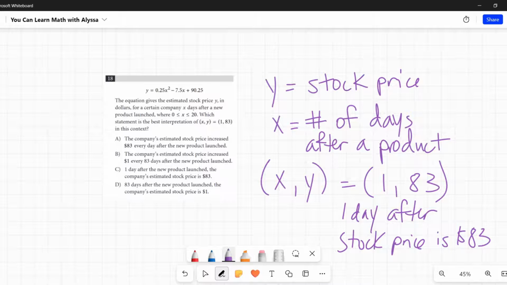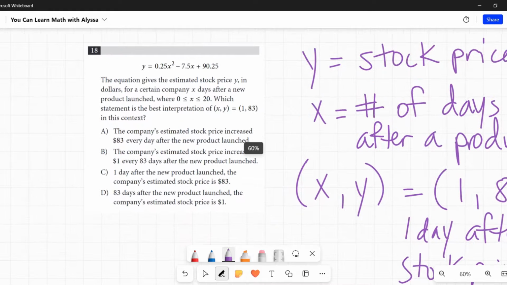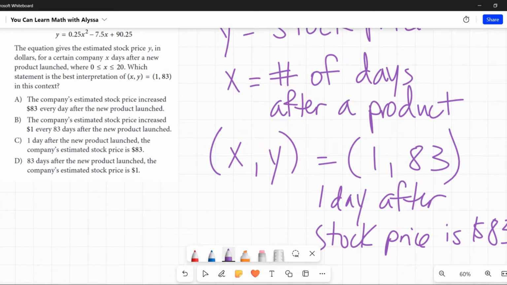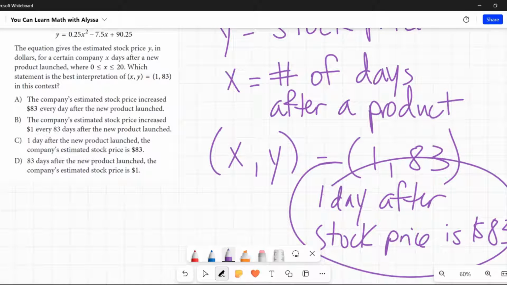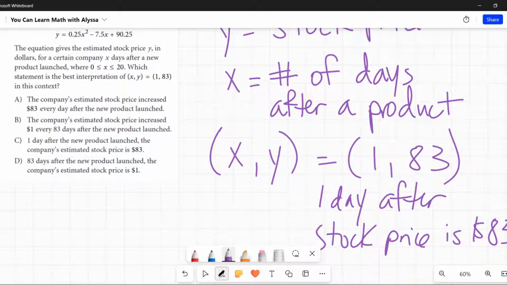Now let's read their 4 options and see which option best matches that. A, the company's estimated stock price increased $83 every day after the new product launched. Well, we don't know that. This is just telling us that 1 day after, the stock price was 83. We didn't even do the math to find out what the stock price was when it started. So I doubt that stock price was 0. I don't think it rose $83, but we can't say either way definitively because we haven't done that math. But no, that's not what we've decided this means.